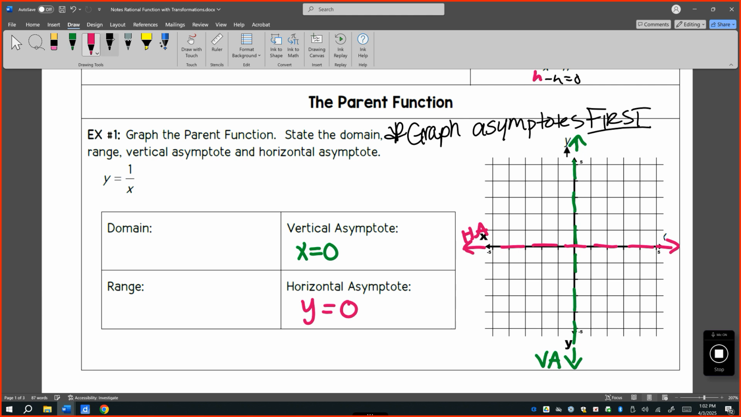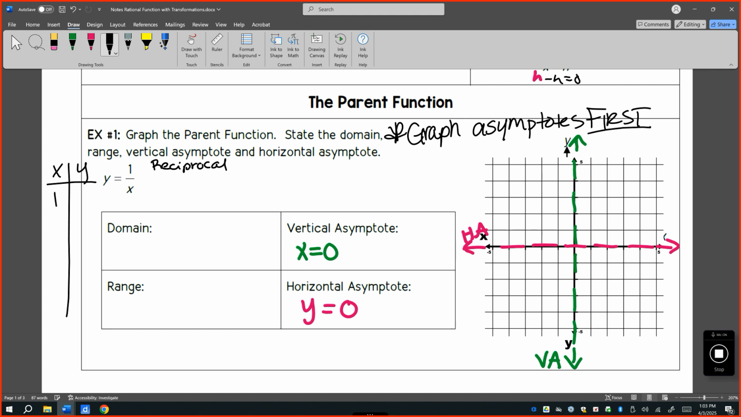Now, the question just becomes, how do you make the graph? Okay, well, remember the name of this function. The name of this function is the reciprocal function. Okay? So y is going to be the reciprocal of x. Okay? So I'm just going to pick some x's and y's. Okay? If I plug in 1 for x, what's the reciprocal of 1?